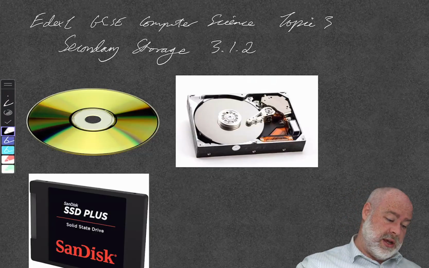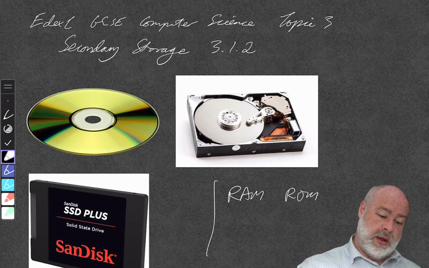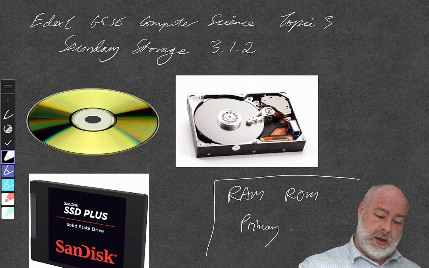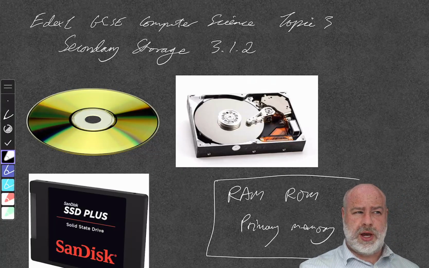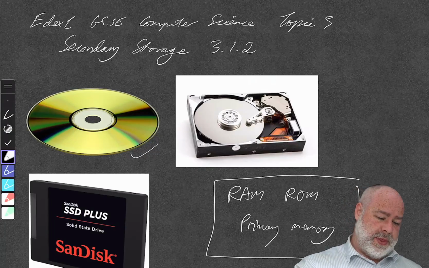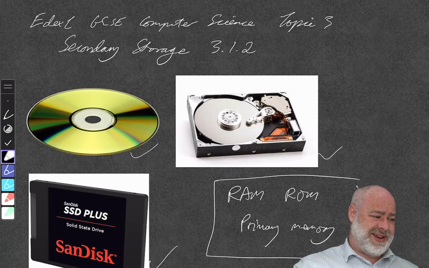which we looked at in the other videos as RAM or ROM, which is primary memory. So do not get confused with secondary and primary memory, okay? These are secondary storage devices.